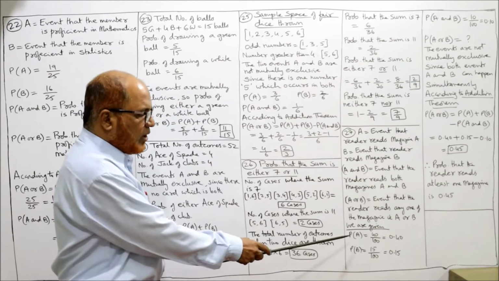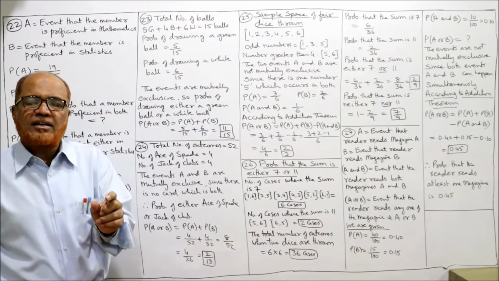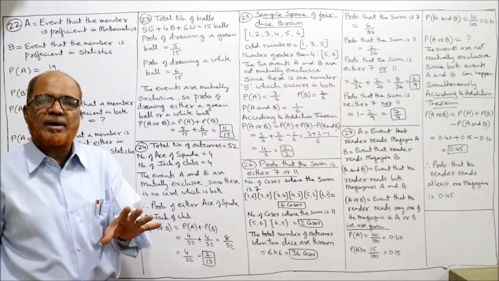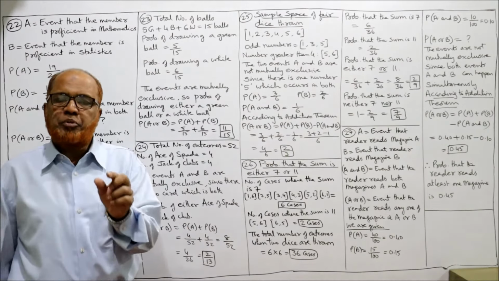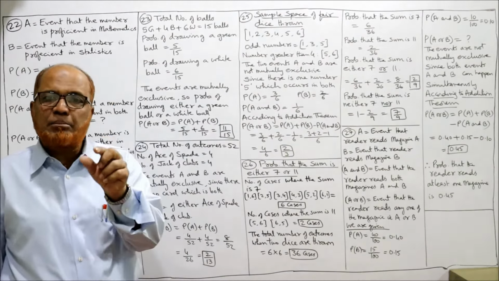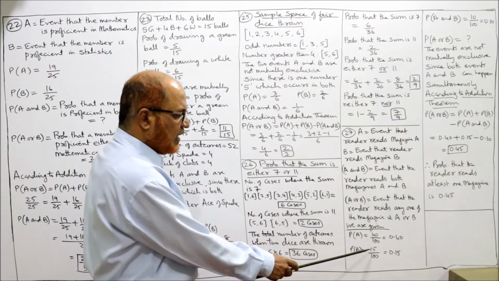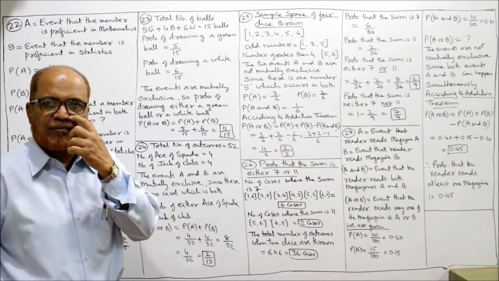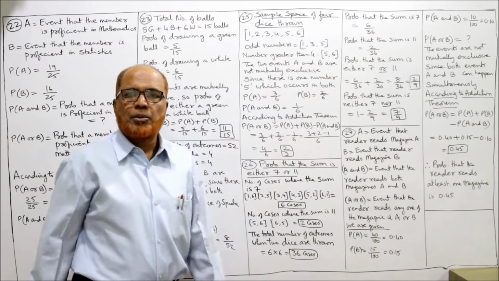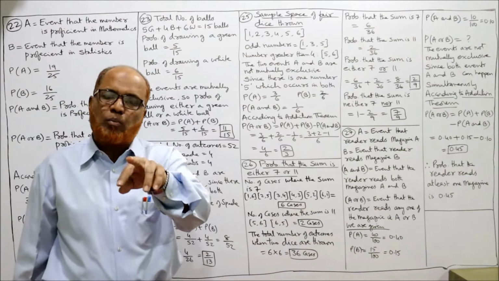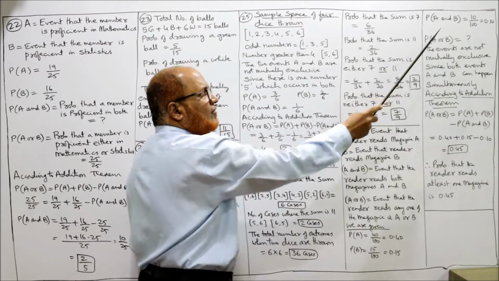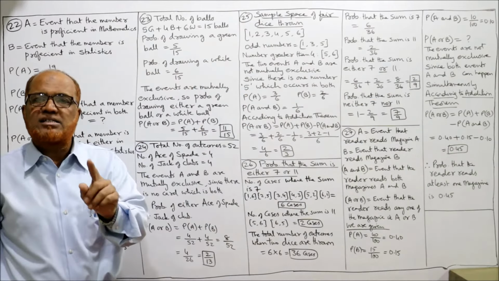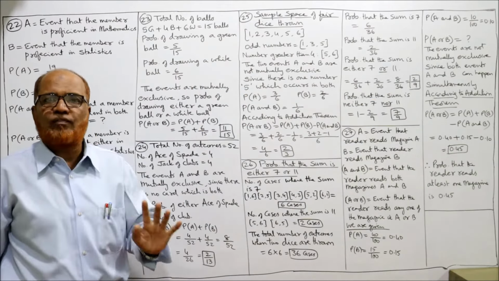Now we are given P of A, the probability that the reader reads magazine A. How many read magazine A? 40. So 40 by 100 you will get 0.4. P of B, the probability that the person reads magazine B. How many read magazine B? 15. So 15 by 100, 0.15. And P of A and B, the probability that the person reads both the magazines. How many persons read both? 10. So 10 by 100, 0.1. P of A or B, the probability that he reads any one of the magazines, that we have to find out.